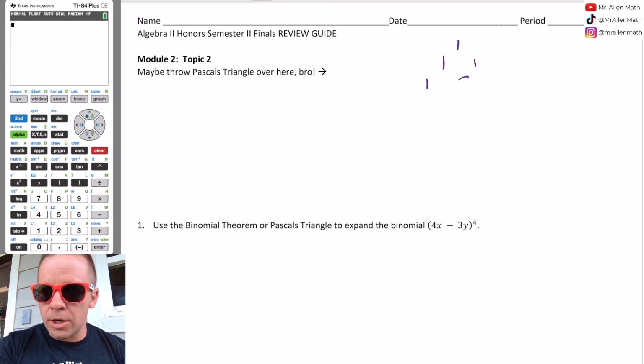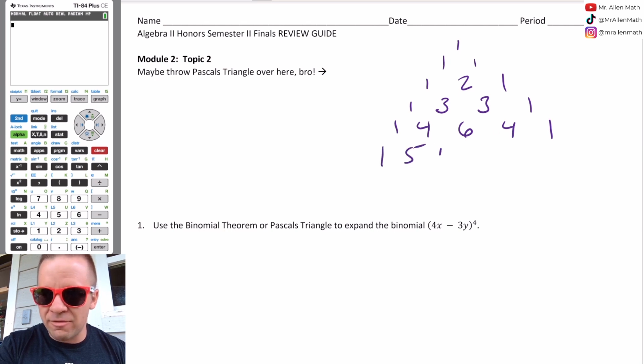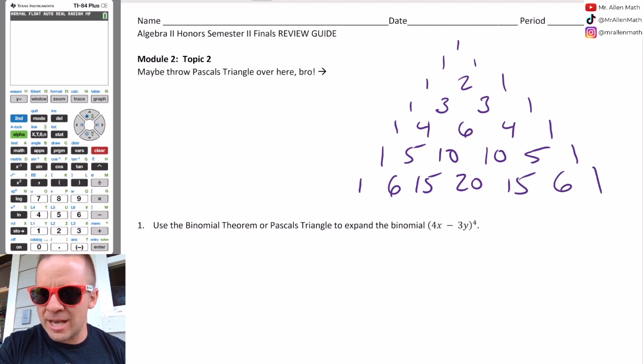Then we got 1, 2, 1, and we're just going to add now these two, the 1 and the 2 become 3 right here, same here, and then we got 1 on the outside. We always start with 1 on the outside. We got 1, 4, 6, 4, 1, 1, 5, 10, 10, 5, 1, and why don't we go one more just for fun, right? We got 1, 6, 15, 20, 15, 6, and 1. There we go.